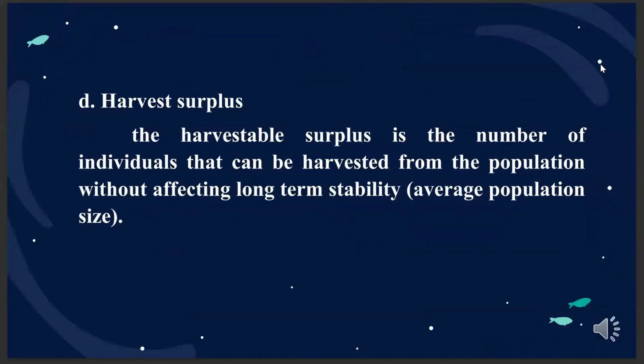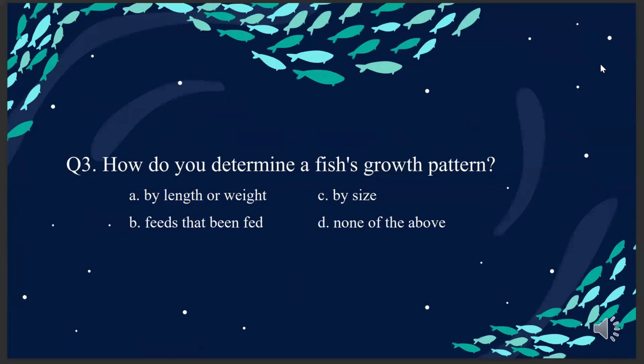The harvestable surplus is the number of individuals that can be harvested from the population without affecting long-term stability or the average population size.